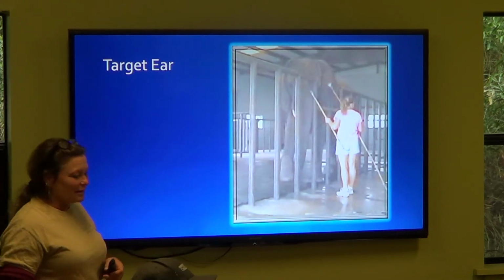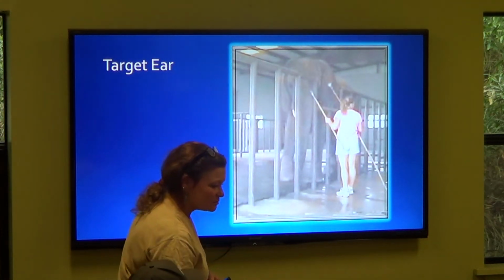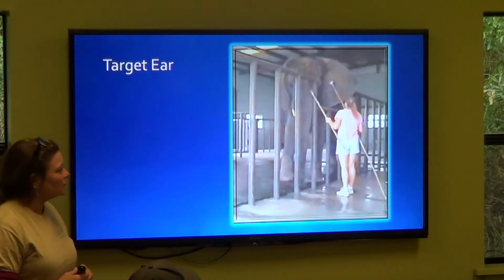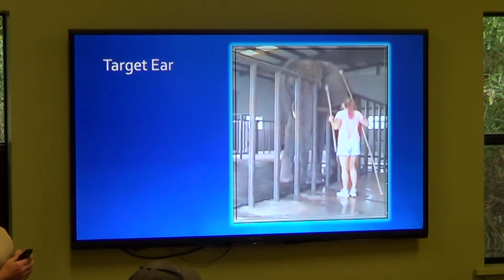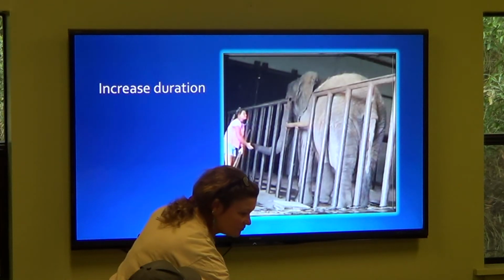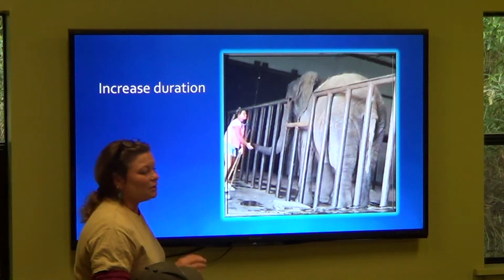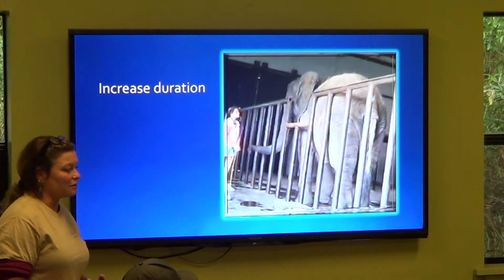Again, sometimes the progression, the steps might be very small. So she's learning to present her ear to the target, but you can see basically no duration. And for her, duration increments were really small. So you'll see the small increase here.